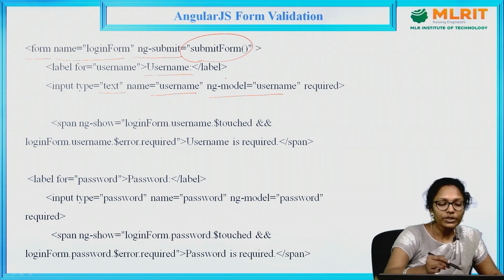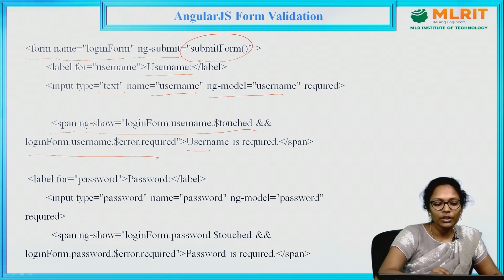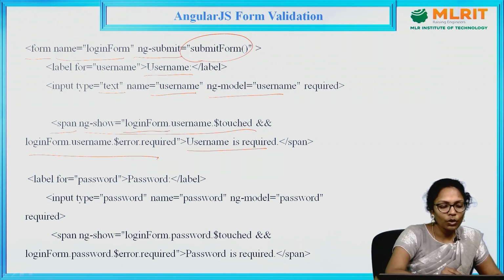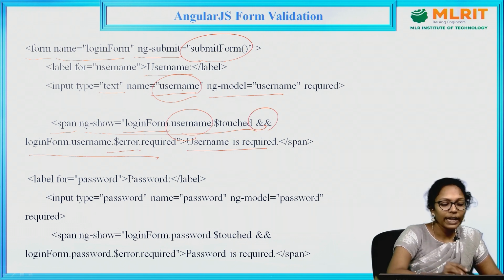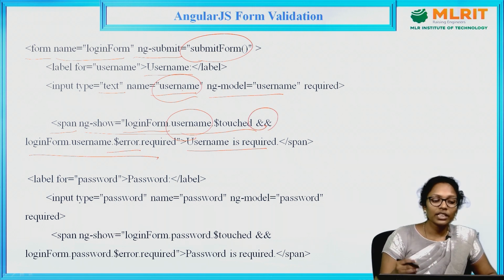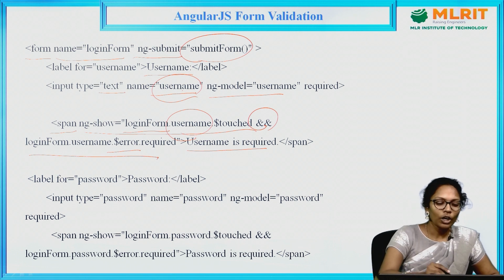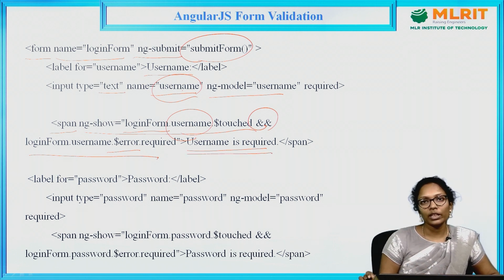Now, after this text field, I am writing a span. When will it be spanned, and what will it span? Username is required. What is the condition? ng-show loginForm, the name of the form, dot the name of the field, username, dot $touched. It is touched and username.$error.